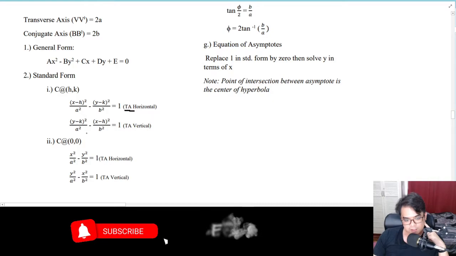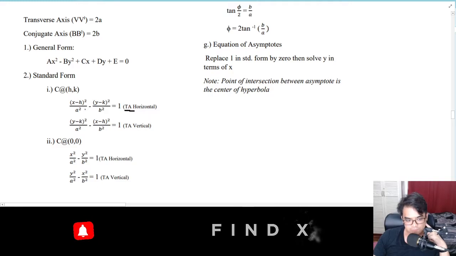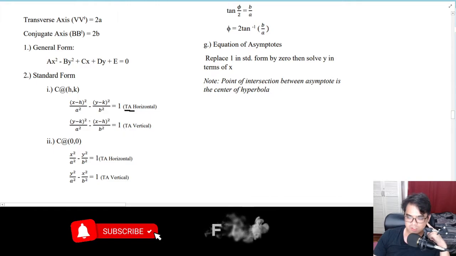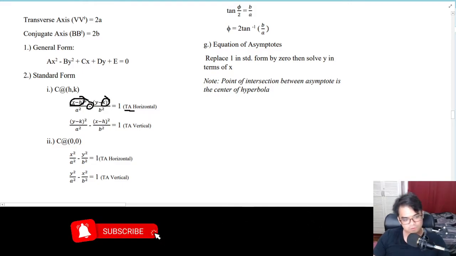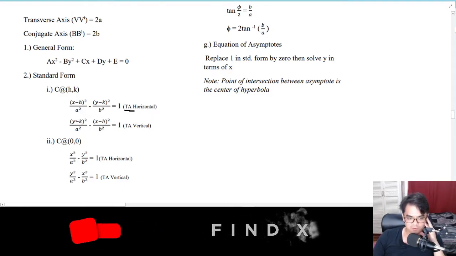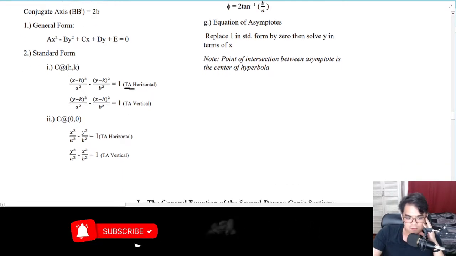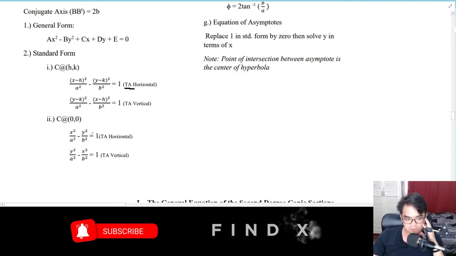Okay, but here what you will be looking for is whichever between x squared and y squared is positive, that will be the transverse axis. So as you can see here, the positive is the x squared, right? But the y squared is negative. Therefore, the transverse axis will be horizontal. And if the y squared is positive again and x squared will be negative, the transverse axis will be vertical. So this is at the center 0, 0 or origin. So the k and h will just be removed, but the principle is just the same.